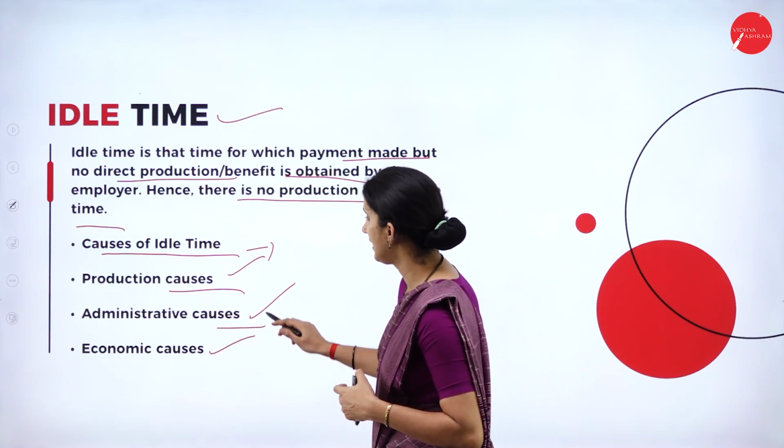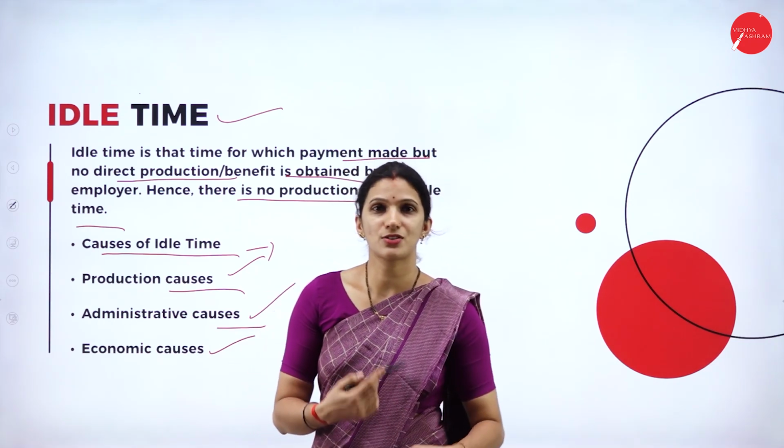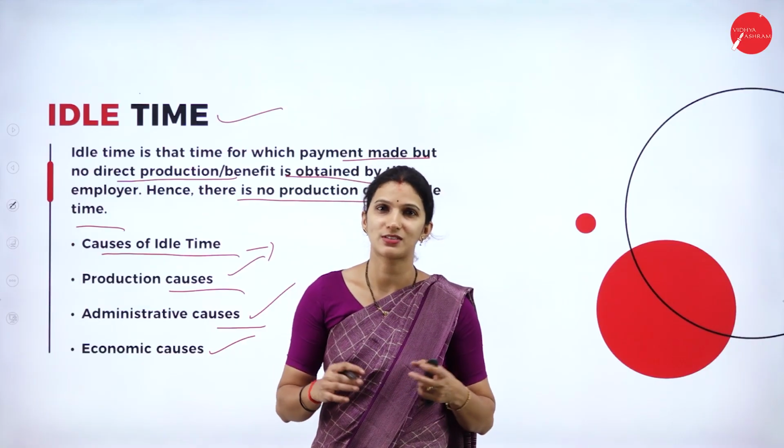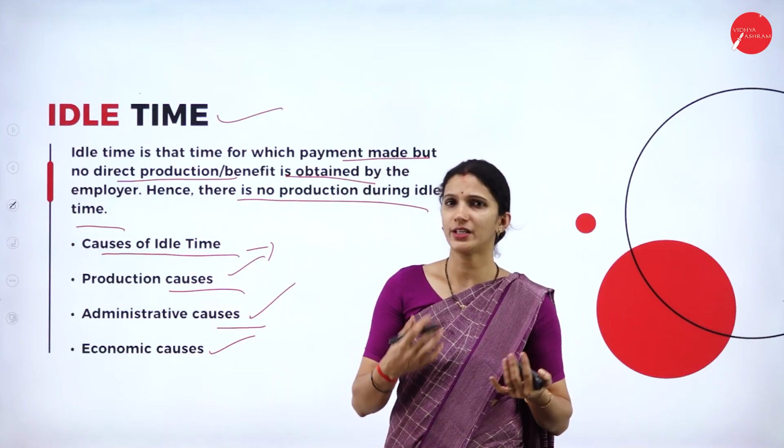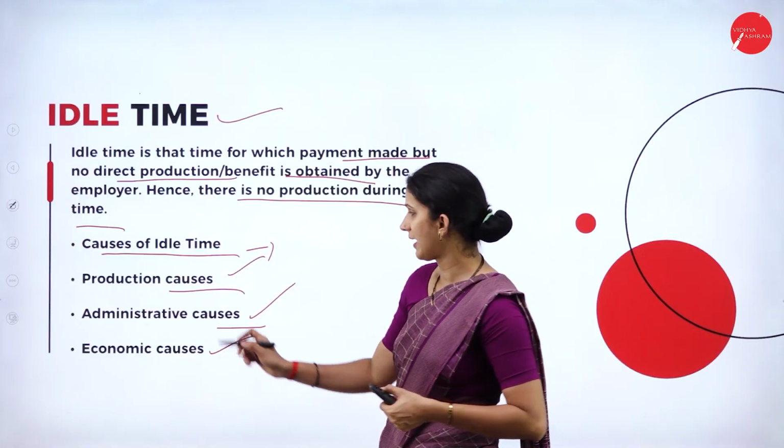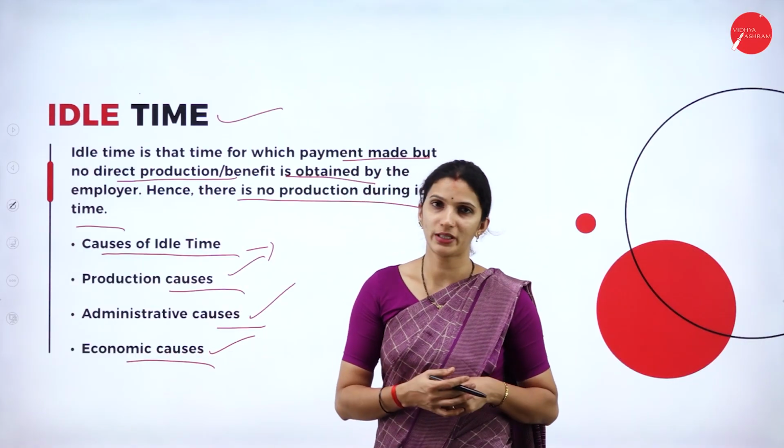Then we have the administrative causes. That is due to certain administration decisions. If any employees are involved in administration decision making, there will be no production work. So that we have. And then the economic causes.